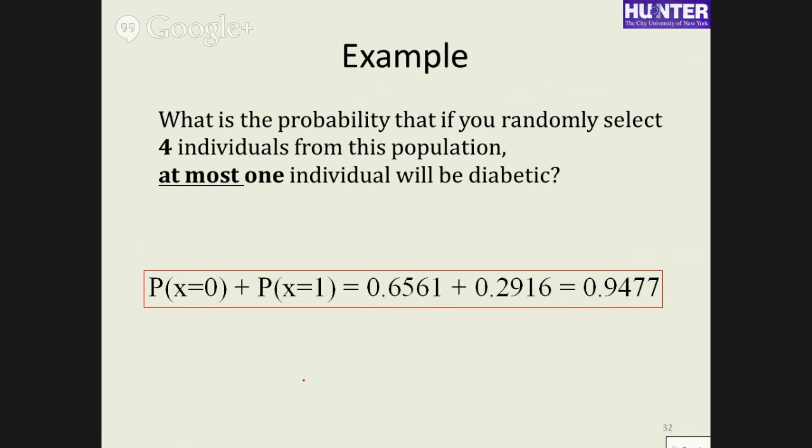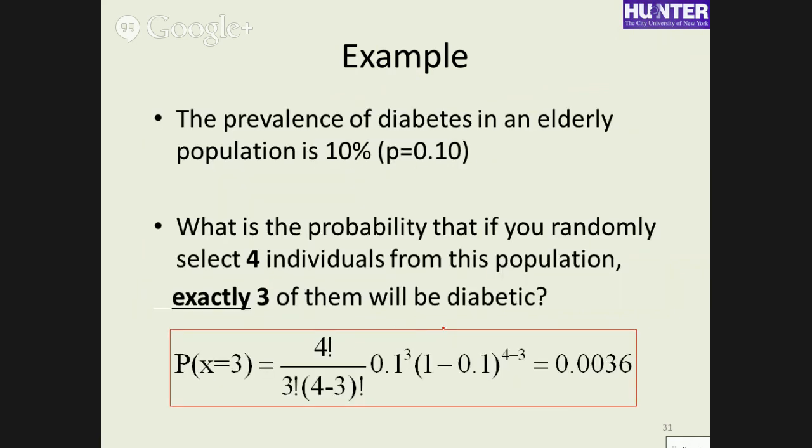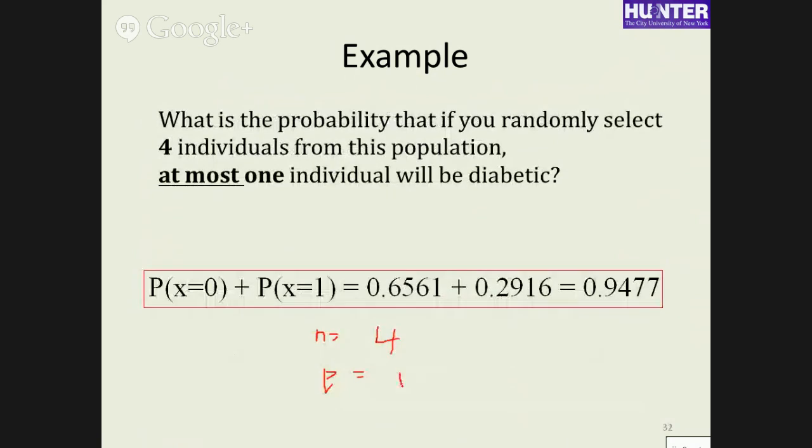So in that diabetes example that I gave here, if you wanted to get these numbers in Excel, what are the numbers that you would enter? What would n be? Yeah, 4. What would p be? I forget, what was it? Yep, 0.1.